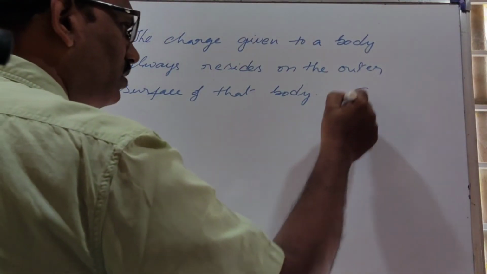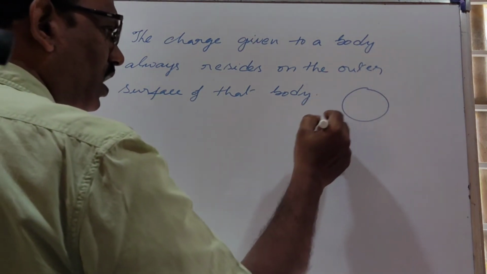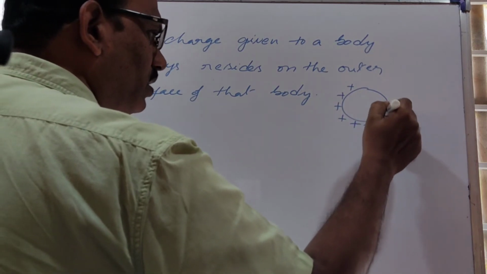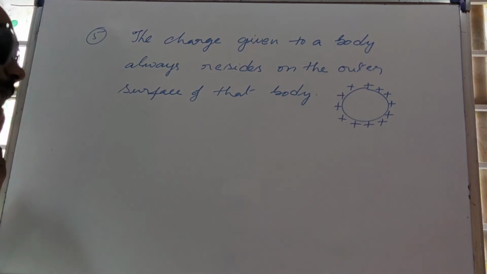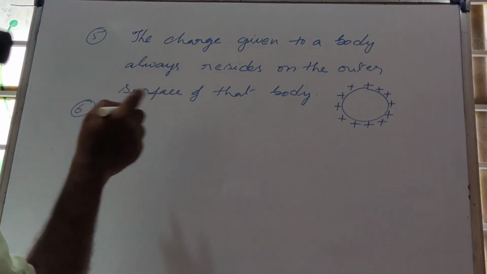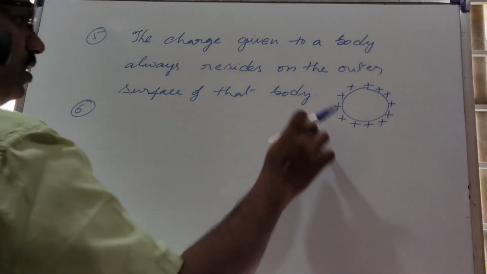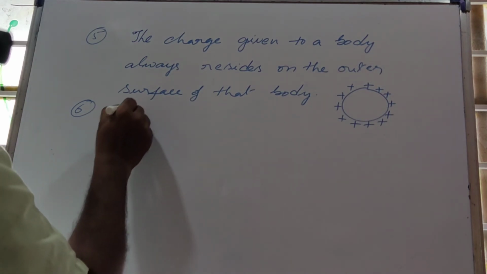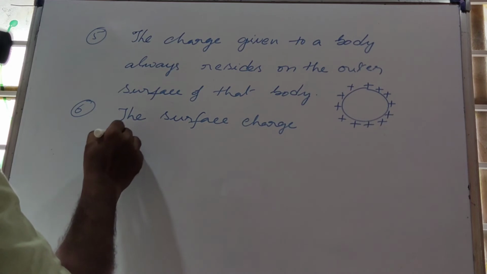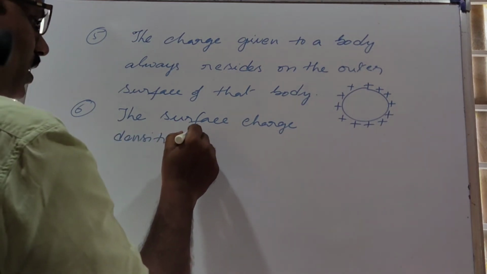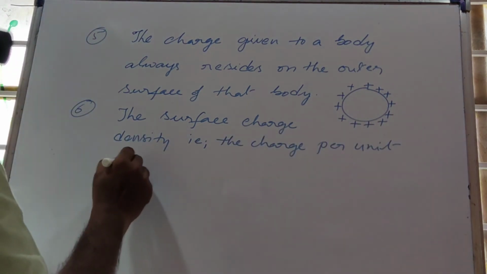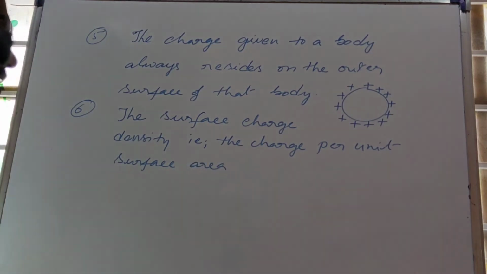That means consider if this is the body, spherical body, and we are giving charge to this body, a positive charge, then that whole amount of positive charge remains on the outer surface of that body, and that charge is considered with respect to the surface area, that is the surface charge density, that is the charge per unit surface area, which is denoted by sigma.